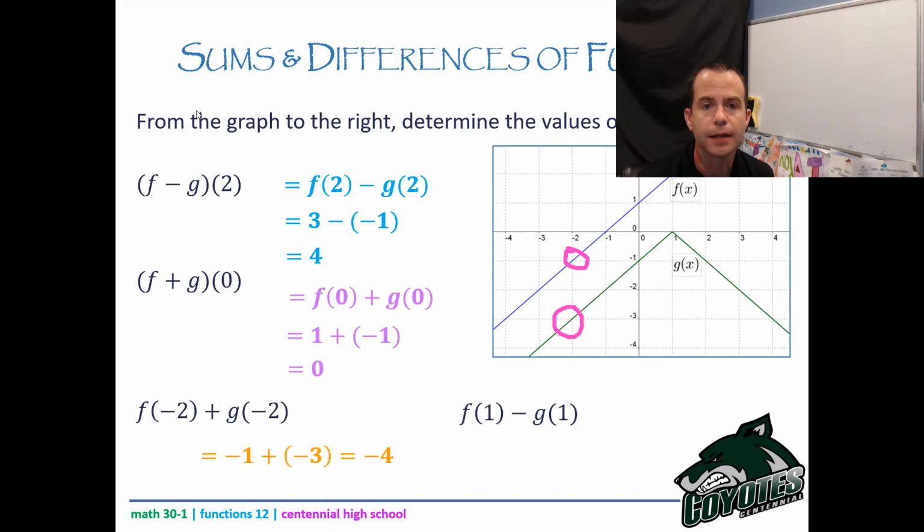And then the last one, I've got f of 1 minus g of 1. So f of 1 is 2, g of 1 is 0. And so I end up with 2 minus 0, which equals 2.